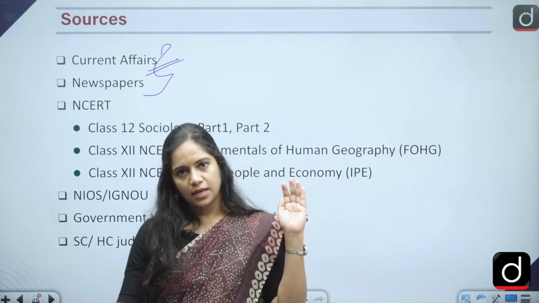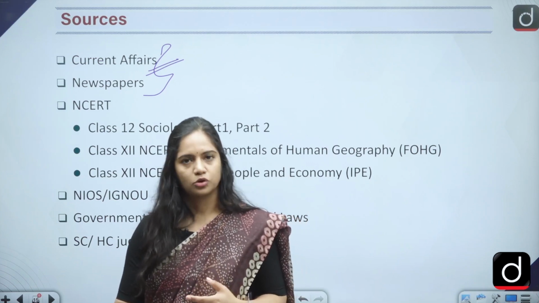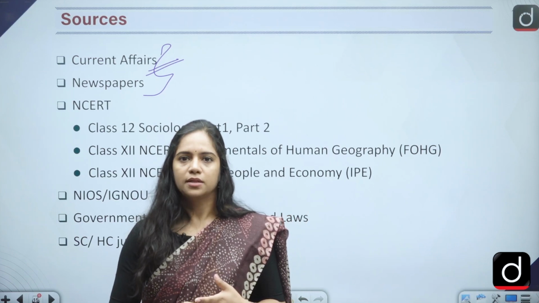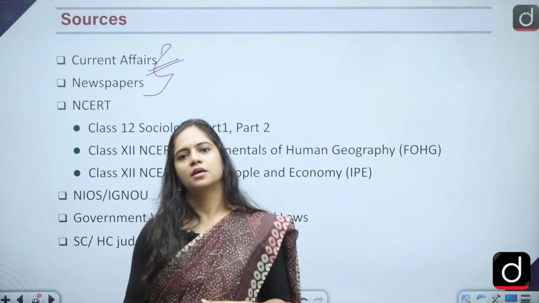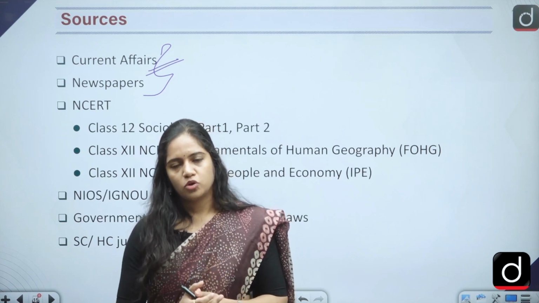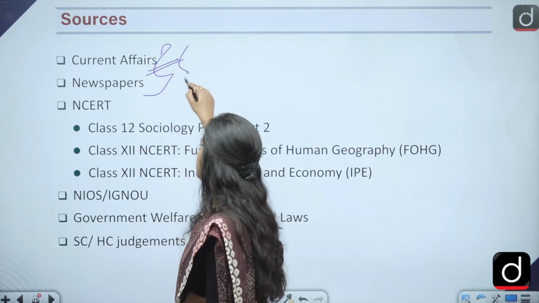They form the part of the unorganized sector. And if you have kept up with reading newspapers, you would know the data of migrants, the states from which they belong, the states where migrants are reaching the maximum population, and it would always put you in a better stead. It would always make your answer better if you have knowledge of current affairs and newspapers.